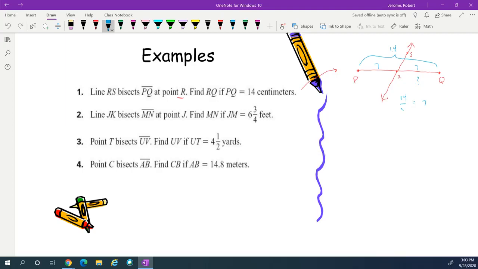Let's take a look at another one. Let's take a look at number 2. So number 2, let's bring that over here. JK bisects MN. So again, I need MN. So M, and those could be reversed. That doesn't matter. I need a line that bisects it. So I'm going to go right through the middle. So there's a line. It's called JK. And again, we bisected it at that point called J. And then K is somewhere on there. And again, it doesn't matter where. It's just somewhere.